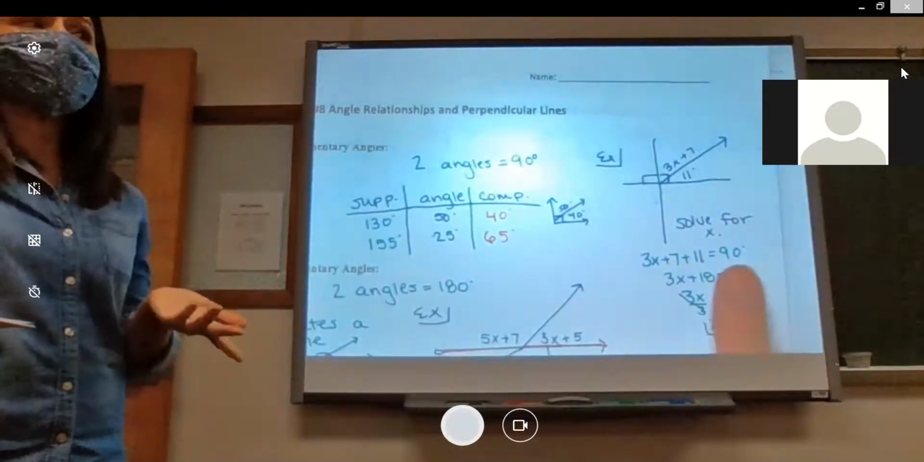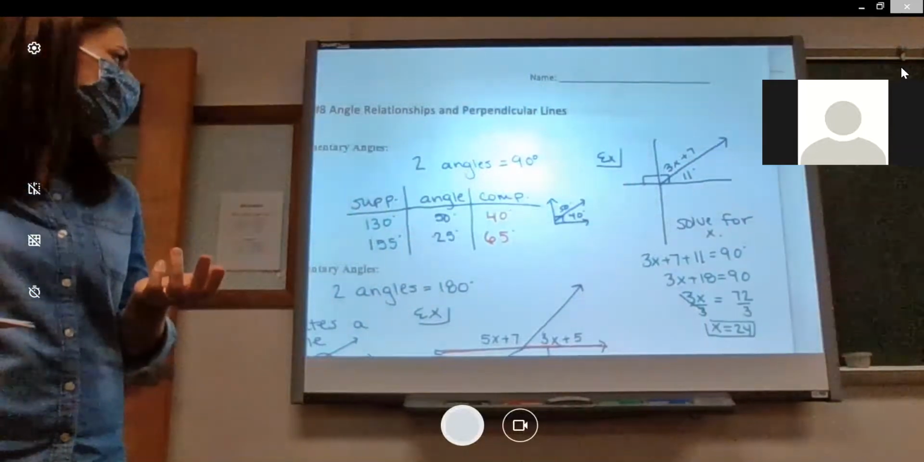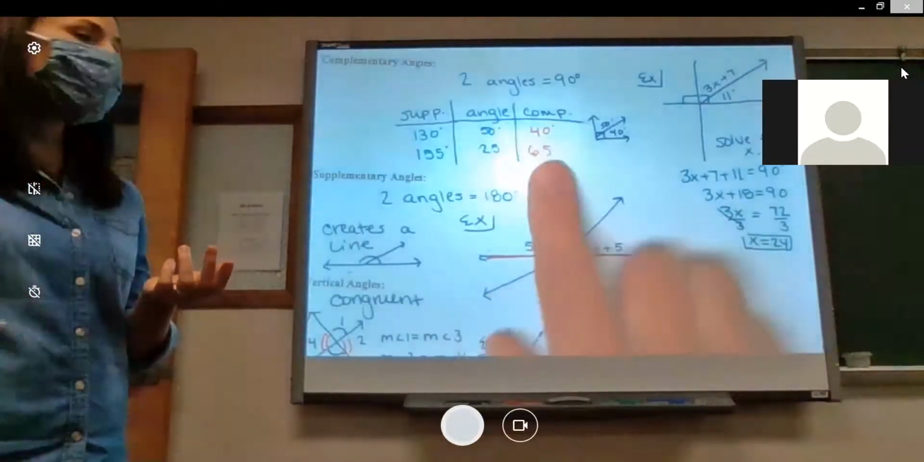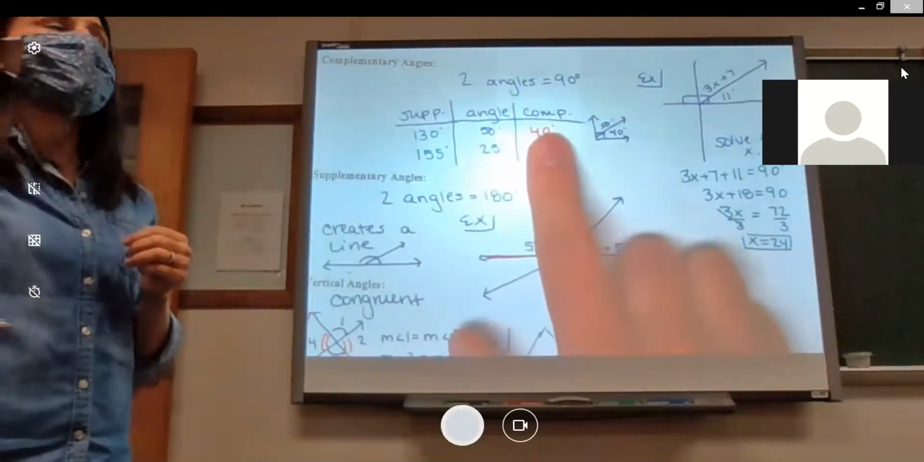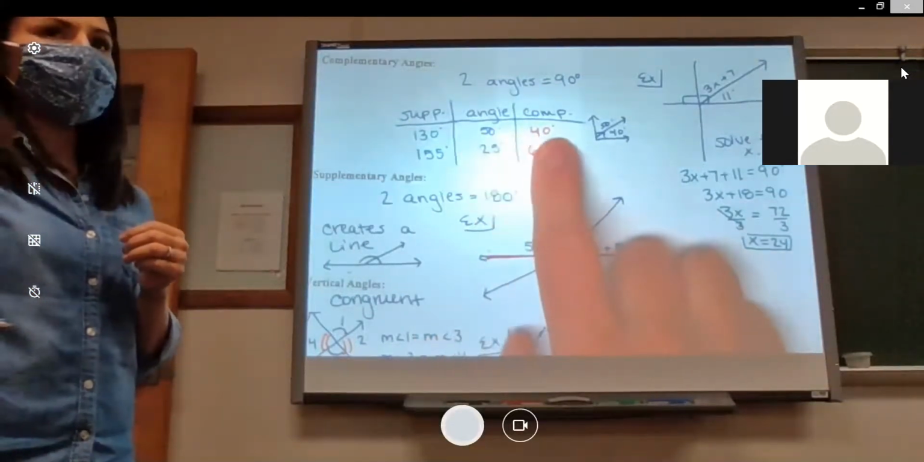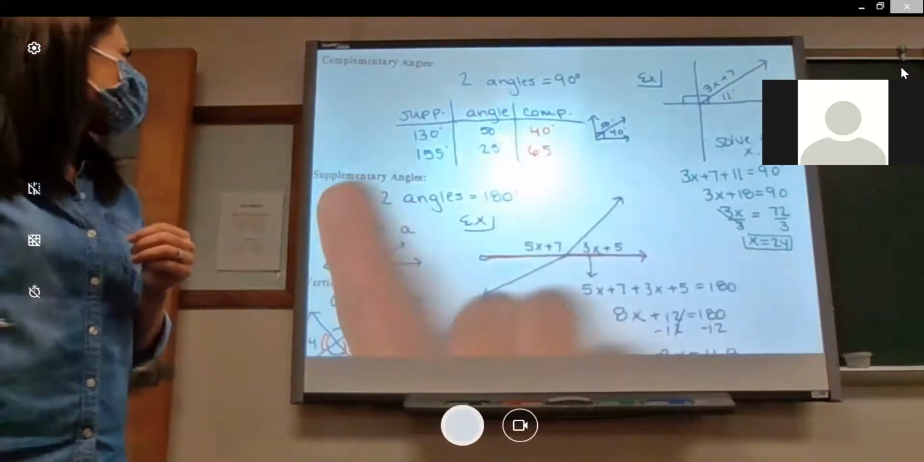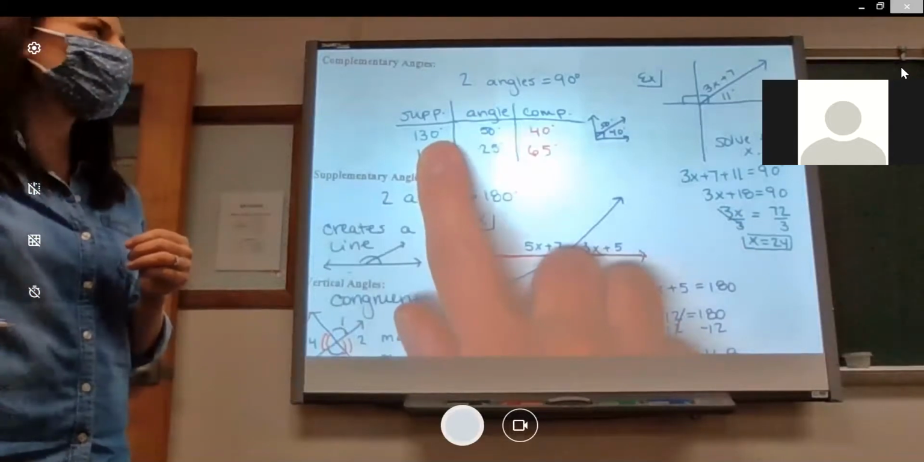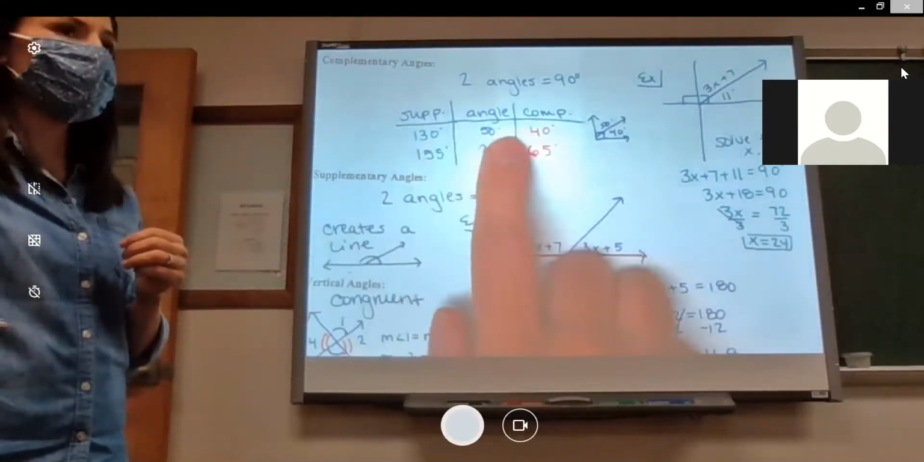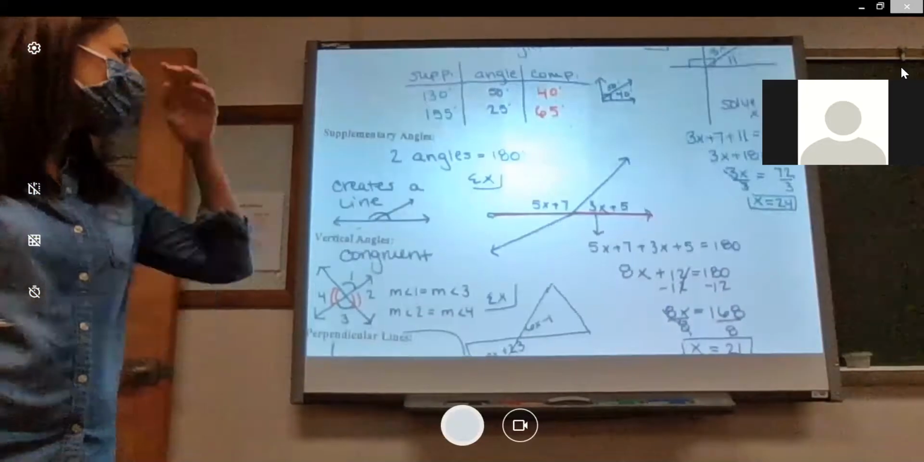So you'll see some of these diagrams on this sheet. That's called our complementary angle. Also, given an angle, I can find its complement, the angle that combined would add up to 90. Then we have supplementary angles, which again, given an angle, I can find its supplement, which would make it add up to 180. Supplementary angles create a line.